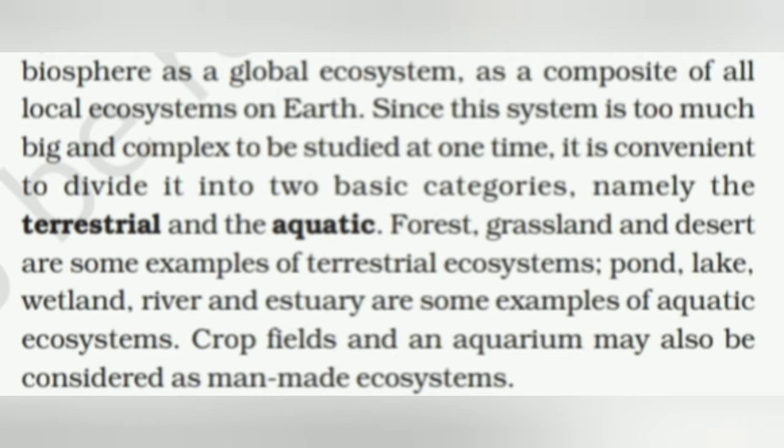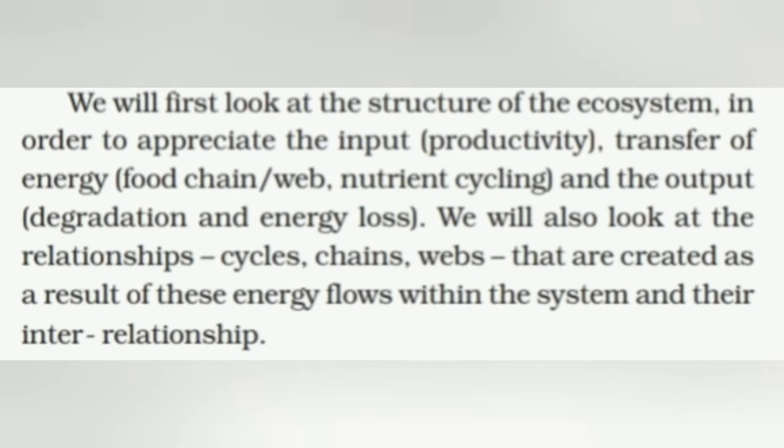Since this system is too big and complex to be studied at one time, it is convenient to divide it into two basic categories, namely terrestrial and aquatic. Forest, grassland and desert are some examples of terrestrial ecosystem. Pond, lake, wetland, river and estuary are some examples of aquatic ecosystem. Crop field and aquarium are also considered to be man-made ecosystems.